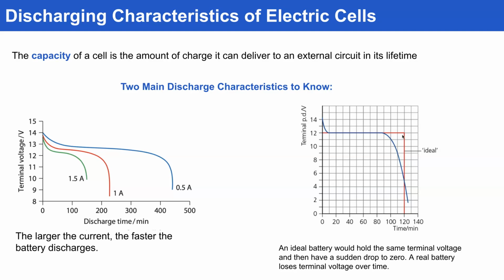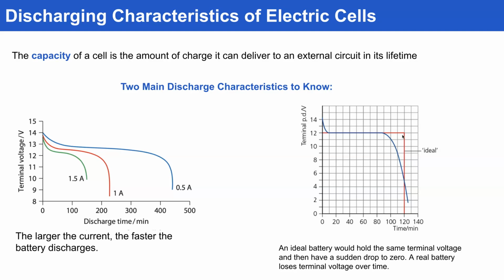All right, the last thing they want to know is the capacity of the cell, which is the amount of charge it can deliver in the external circuit in its lifetime. So first things you need to know. One, the larger the current, the faster the battery discharges. That shouldn't be odd, right? Obviously, current is charge per unit time, and so if you draw more current, that means you're drawing more charge in less time. So it makes sense that the battery is going to decrease faster.